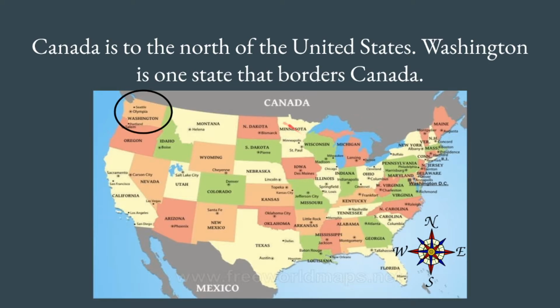And Washington is one state that borders Canada. Washington is up here in the top left corner. So question 5 asks for one state that borders Canada. You can go ahead and write in Washington now.